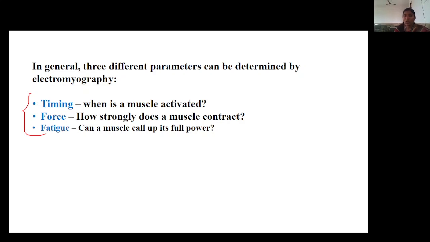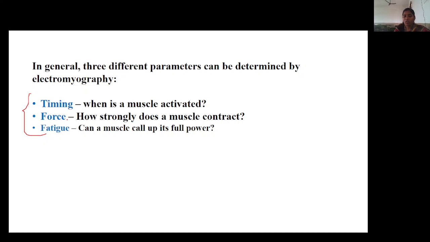Okay, so as far as timing is concerned, what type of inference will we get? In the sense of at what time the muscle is activated. By having this type of parameter, we can easily identify whether the muscle is giving an immediate response, or if there is any delayed response, then what is the root cause of the delay. Everything we can analyze. That is the main purpose of having this timing parameter.